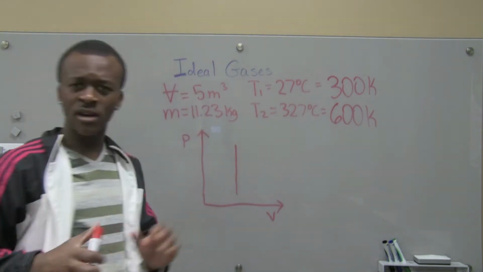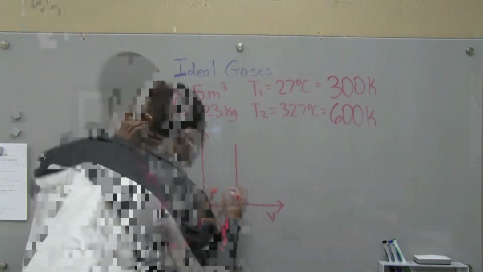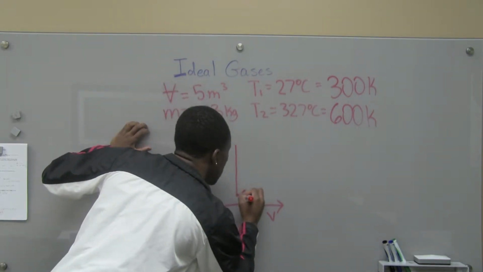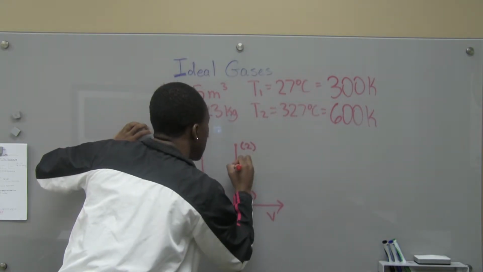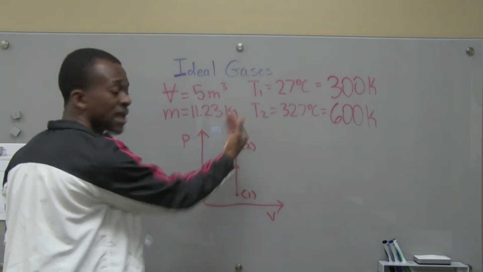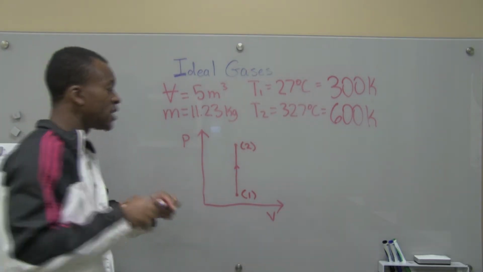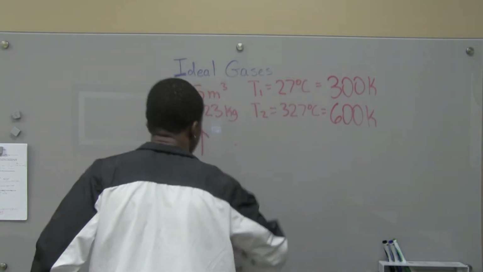But am I done? No, I'm not done, because I have to specify my state and the direction, right? So this is state 1, this is state 2, and my direction looks like that. So this just shows that the volume is staying the same while the pressure is increasing, right? So that's what the diagram should look like for this type of process.